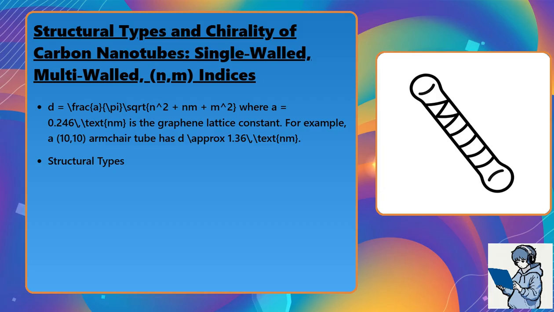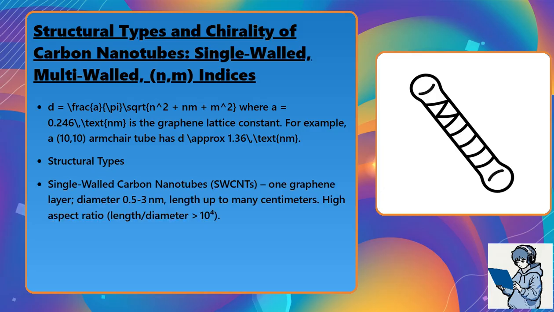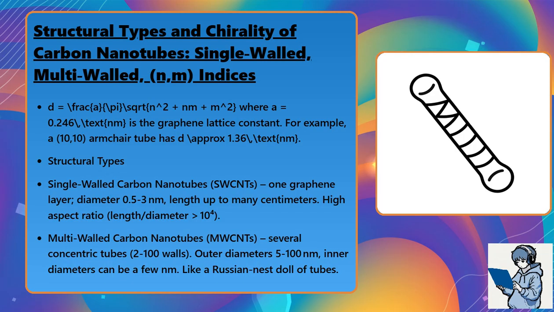The structural types: single-walled carbon nanotubes, SWCNTs, 1 graphene layer, diameter 0.5 to 3 nanometers, length up to many centimeters. High aspect ratio, length over diameter greater than 10 to the 4. Multi-walled carbon nanotubes, MWCNTs, several concentric tubes, 2 to 100 walls. Outer diameters 5 to 100 nanometers, inner diameters can be a few nanometers, like a Russian nesting doll of tubes.